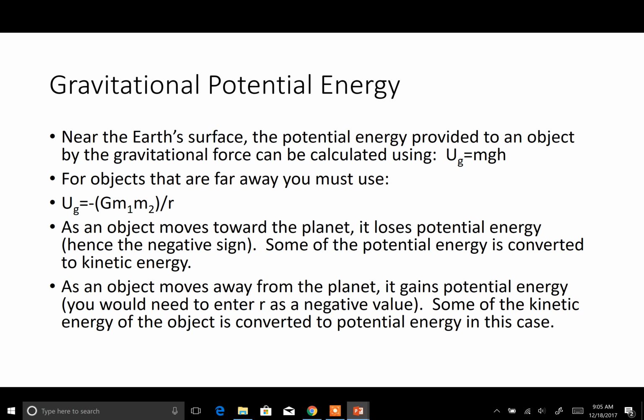We'll also talk about gravitational potential energy. Near the Earth's surface, we can calculate gravitational potential energy using this equation: gravitational potential energy equals mass times acceleration due to gravity times height. But for objects that are far away from each other in the universe, this is the equation we want to use, where the gravitational potential energy is equal to negative big G m1 m2 over r.